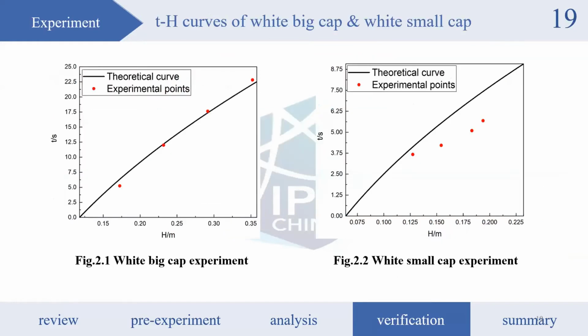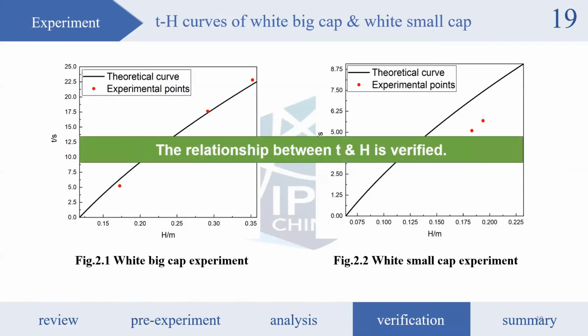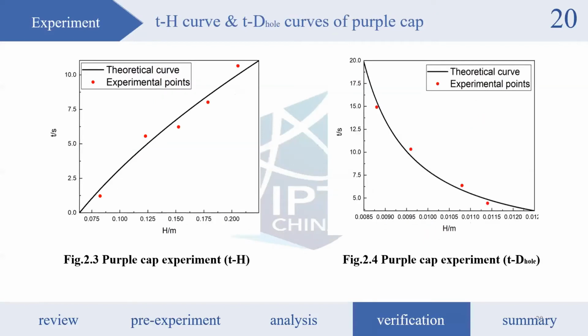Then the measurement: these are the T-H curves of the white big cap and white small cap. And we can find the relationship between T and H is verified. These are the T-H curve and the T-whole curves of the purple cap. We can see that the relationship between T and the whole is verified.